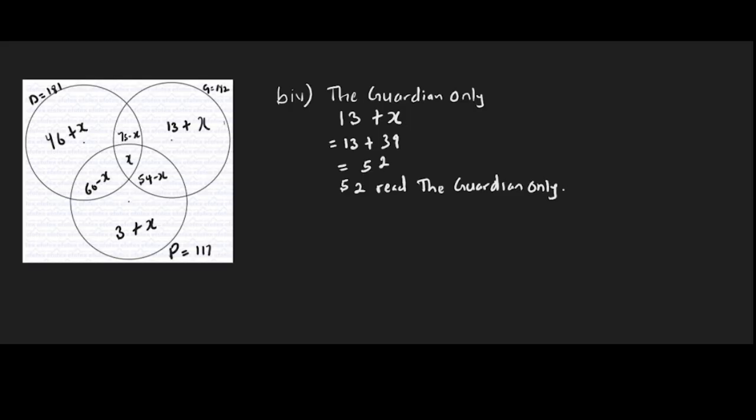So we have solved the question. We have represented it in a Venn diagram, and we have answered all the B part of the question.